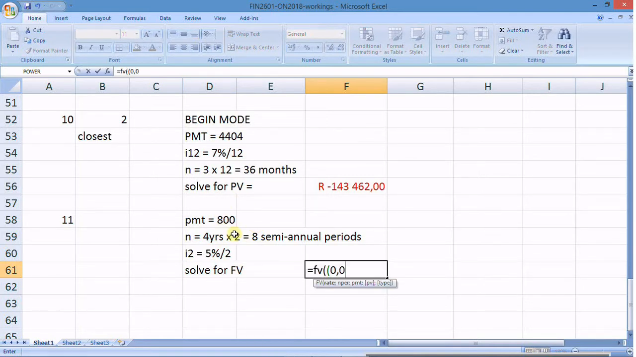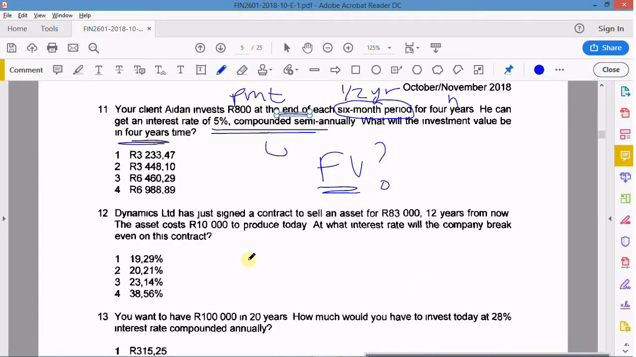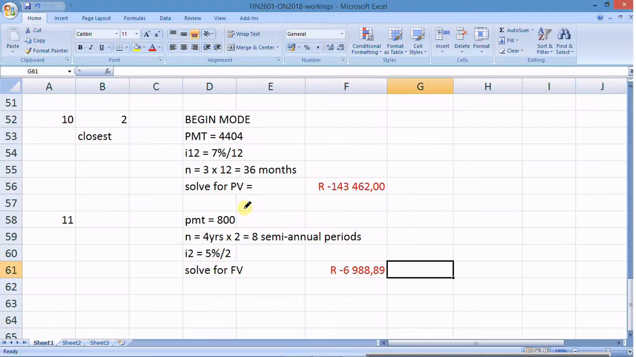6,988. Okay, we'll check your answer. Divide by 2. Right, the N was 8 periods. The payment was 800. What did you say you got? 6,988. Correct. That's right. Is that there? Yes. That's there. Exactly the same? Yes. Option 4. Okay, that one's good.